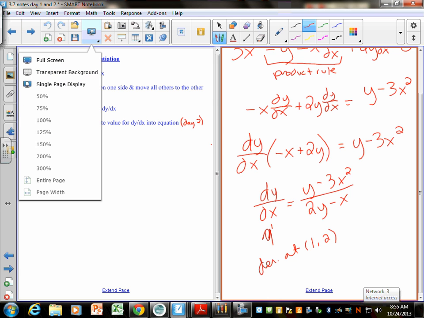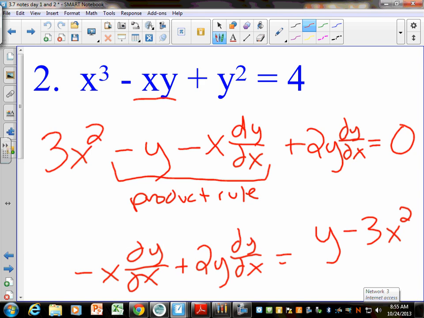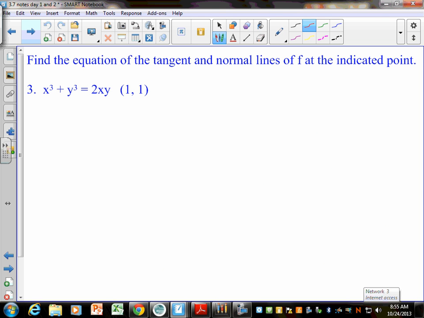Let's do it. Whoa, that's gigantic. Oh look, we can do it this way. We'll actually plug it in. Find the equation of the tangent and the normal lines, oh my goodness, how much fun could this be, of f at the indicated points.